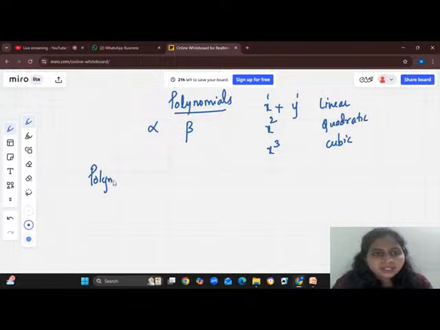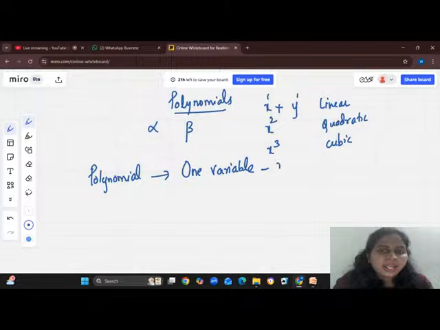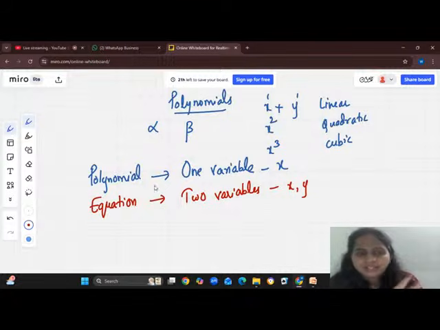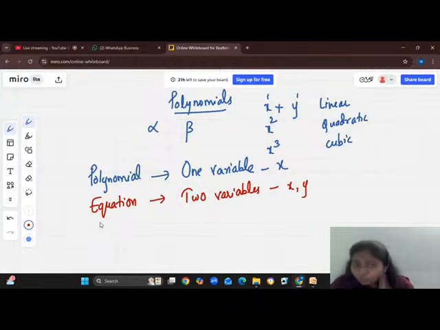Polynomial means it has only one variable, that is x. Coming to the linear equation, what is the difference? An equation means it has two variables, that is x and y. First, you have to know this difference. Polynomial means it will have only one variable, that is x. And coming to the equation, it will have two variables, those are x and y.